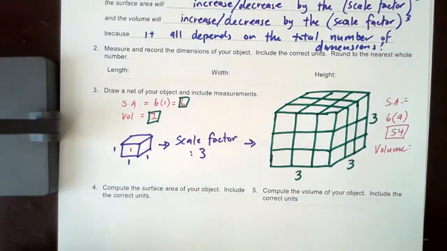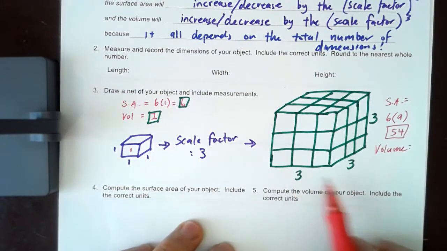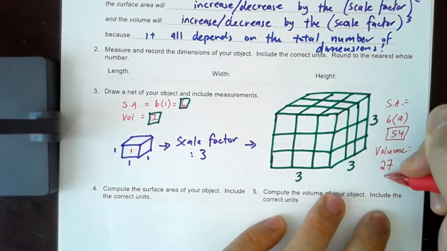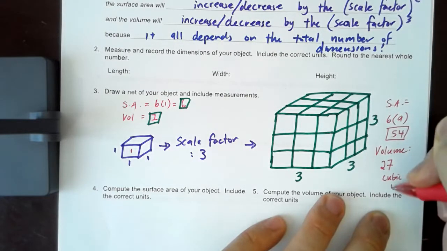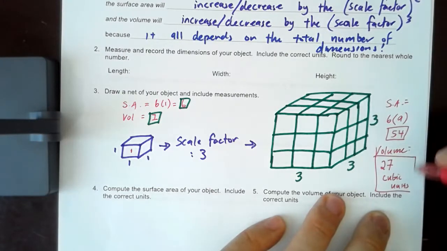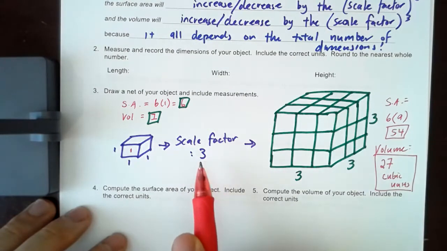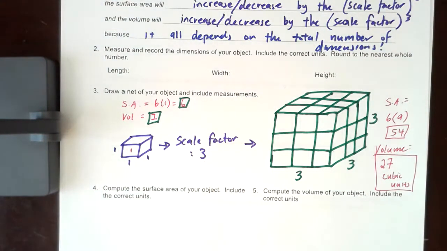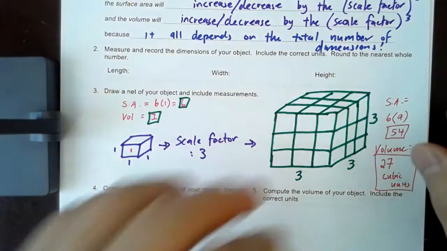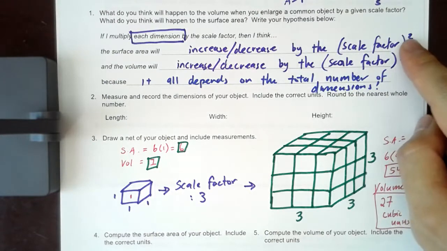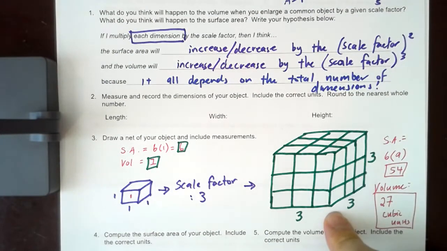the volume would be 9. The volume of this cube is 3 times 3 times 3, which is 27 cubic units. It's 27 times bigger. And that's not a coincidence, because that's exactly 3 times 3 times 3. Okay, so you know that the scale factor affects surface area by whatever the scale factor is squared, and the scale factor affects volume by whatever the scale factor is cubed.